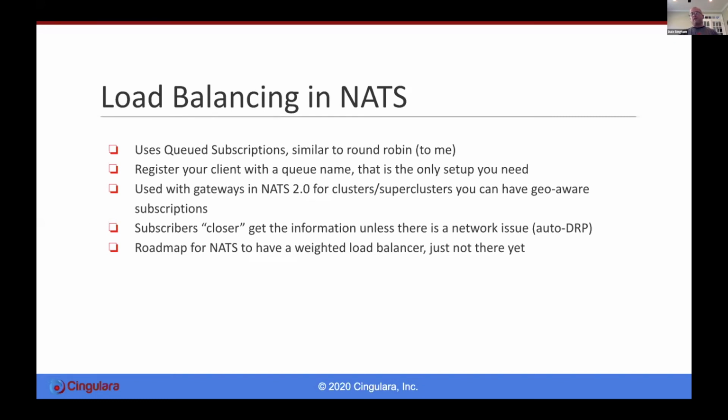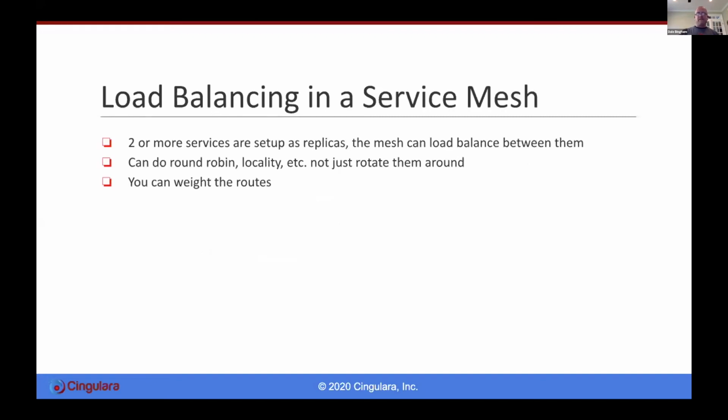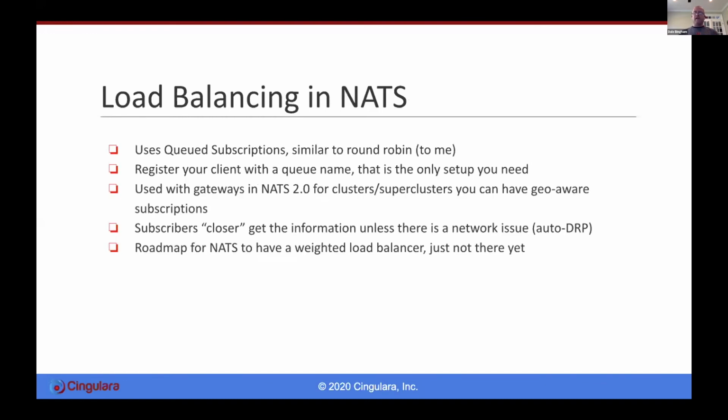You could also use this with gateways. There's the gateway piece in 2.0, the cluster, supercluster, the leaf node, where you can have geography, geo-aware subscriptions. So that kind of lends itself into some of the features. Let me back up. Some of the features here where you can actually go on locality. So there's a little bit of load balancing. There's similarities between both. Again, the subscribers that are closer get their information that way.